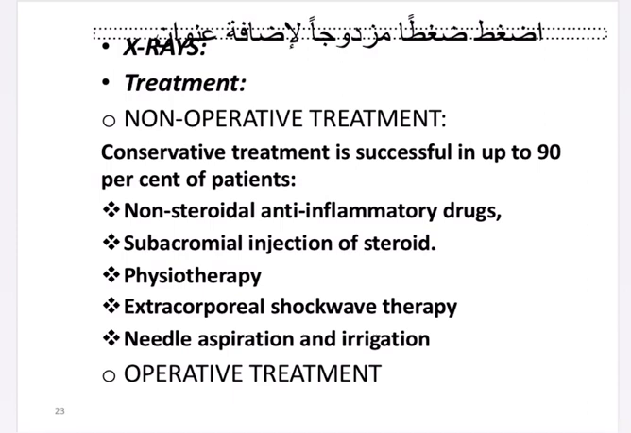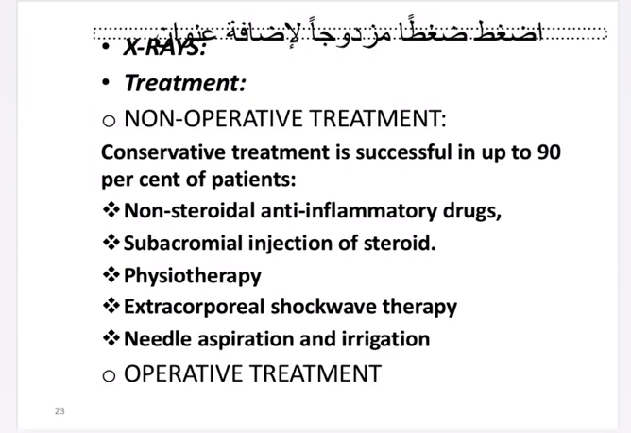Treatment of acute calcific tendinitis is either conservative or operative. In conservative treatment, which is successful in up to 90% of patients, we have non-steroidal anti-inflammatory drugs, subacromial injection of steroid, physiotherapy, extracorporeal shock wave therapy, and needle aspiration and irrigation. All these are types of non-operative treatment. Up to 90% of patients are relieved by this conservative treatment, but 10% of patients need operative treatment.